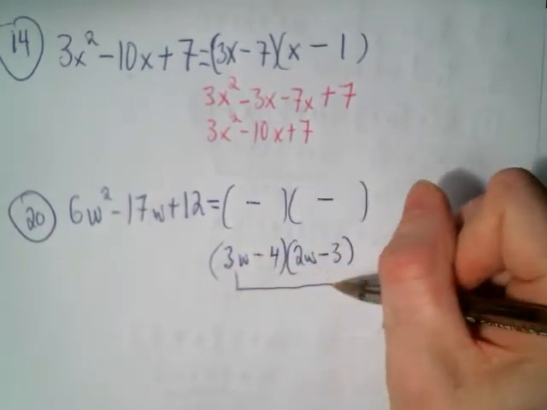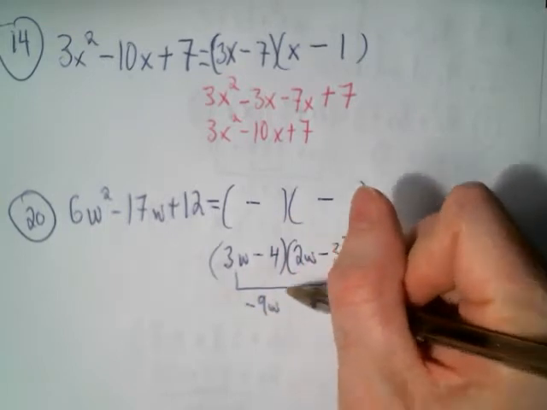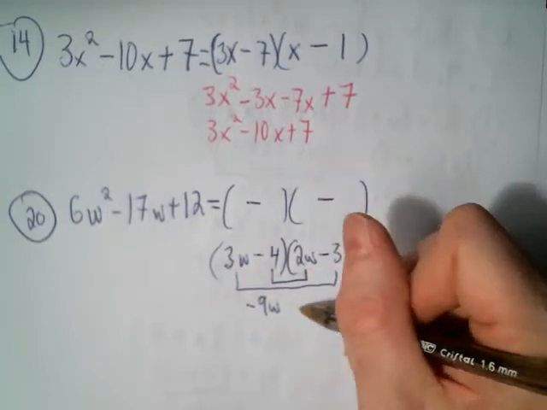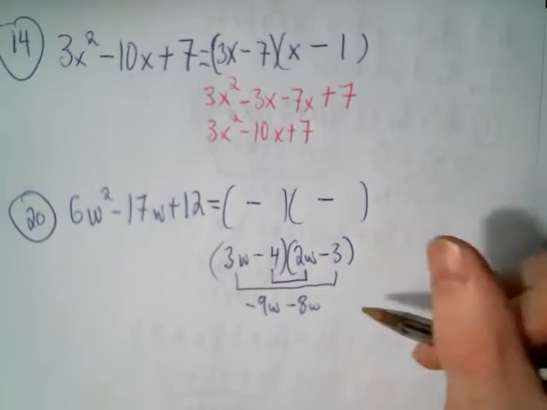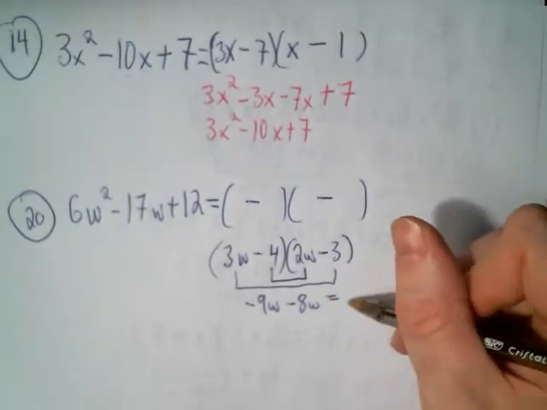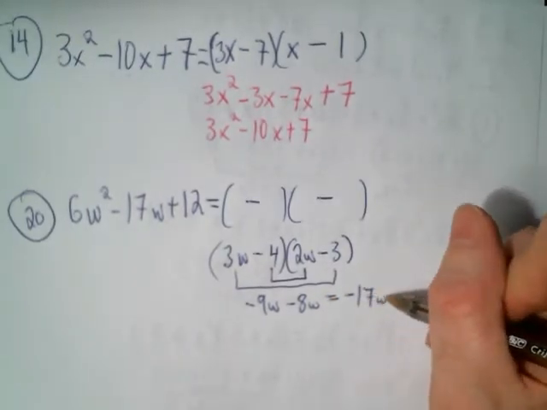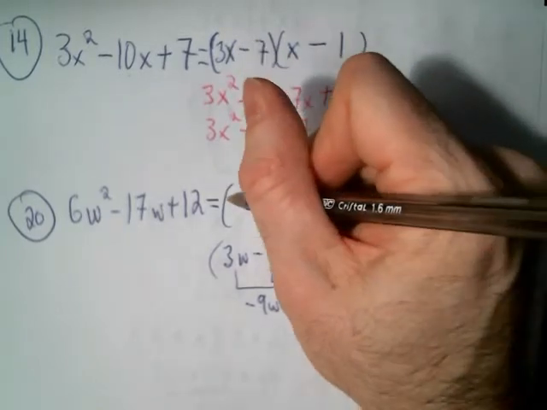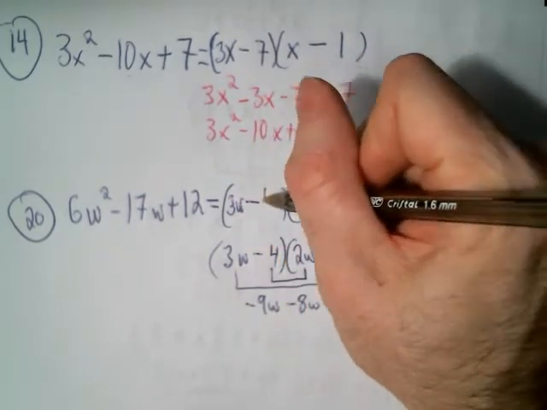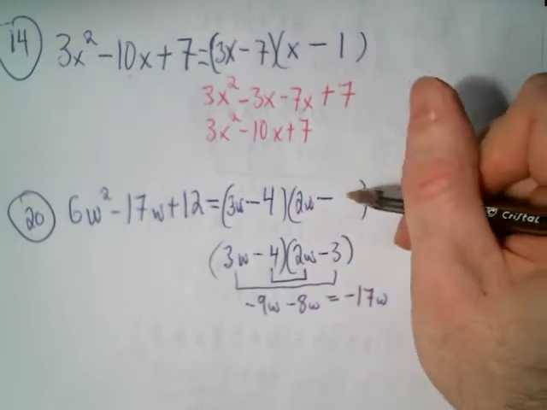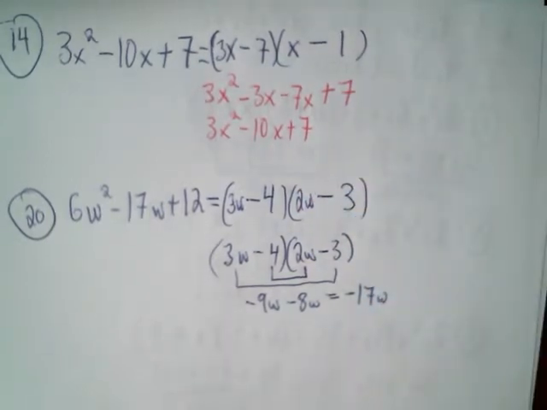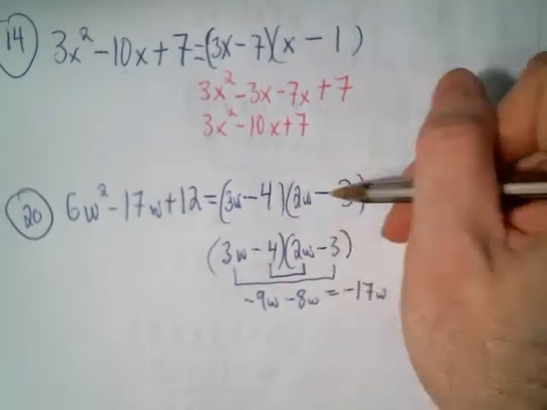So here we go. I have negative 9w, and then negative 8w. Oh my gosh, and I got it. Sometimes you get lucky, right? So negative 17w for the middle. So let's go ahead and fill that in. 3w minus 4 and 2w minus 3. Like I said, after a while, you're just going to get a feel for it, and it'll be like magic almost sometimes.